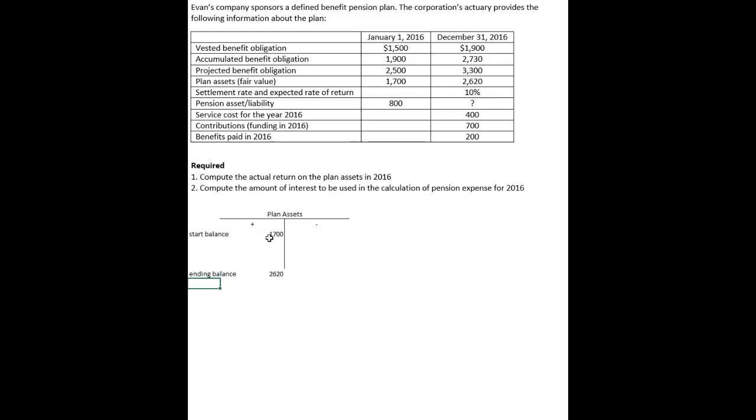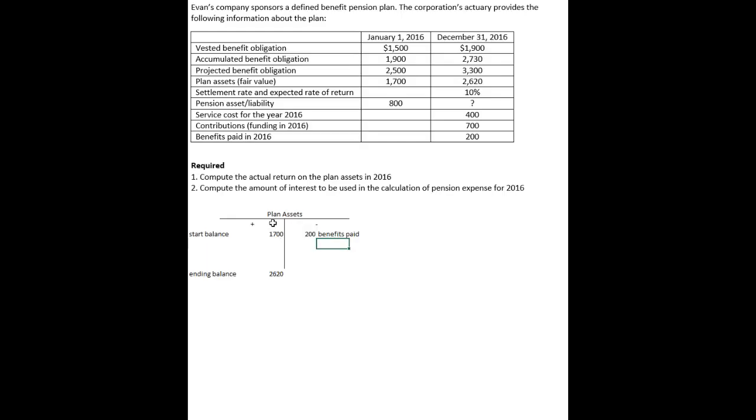Now, you cannot just assume that the increase in value of $920 is because the stock market went up or the bond market went up or real estate prices went up, because there are several other things that affect the plan assets. As employees retire and we pay them out their monthly payments, it has to come out of the plan assets. So we're going to look for an item that indicates that we've paid out to employees that have retired. And right here, benefits paid in 2016. So we had $200 leave the plan assets for the benefits that were paid.